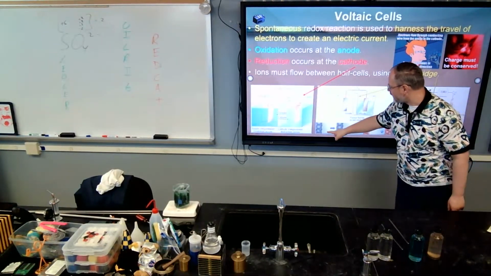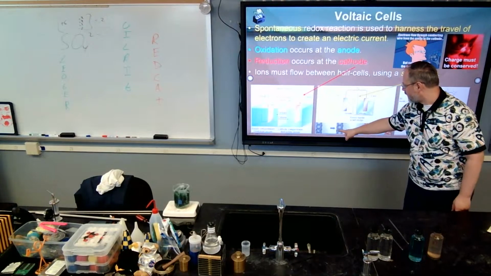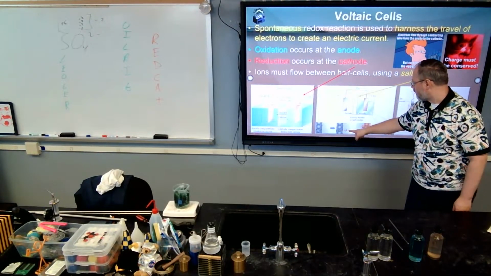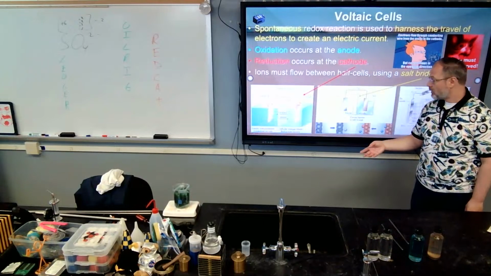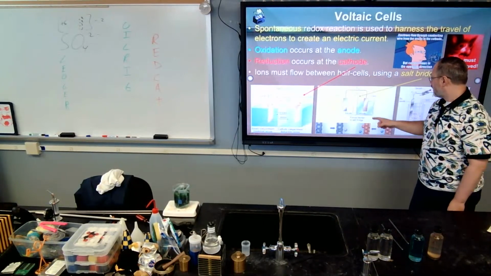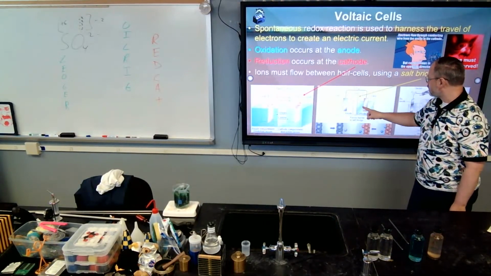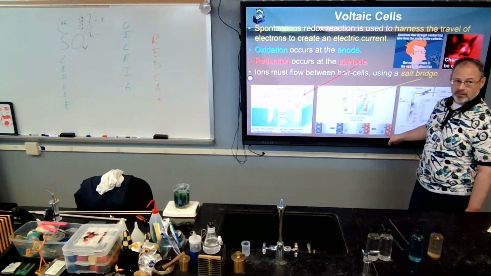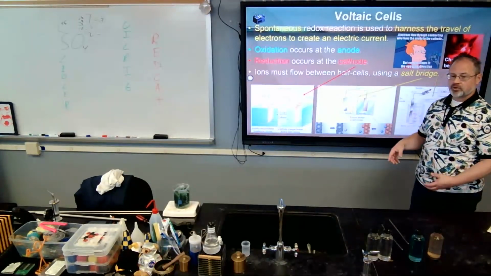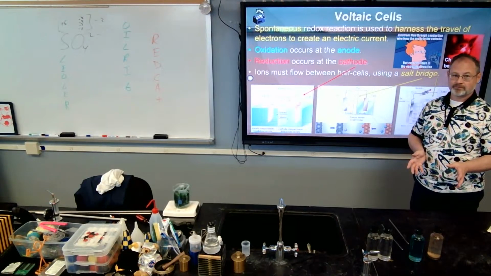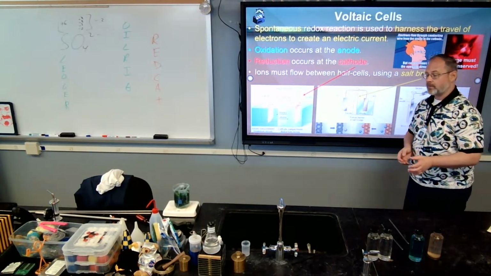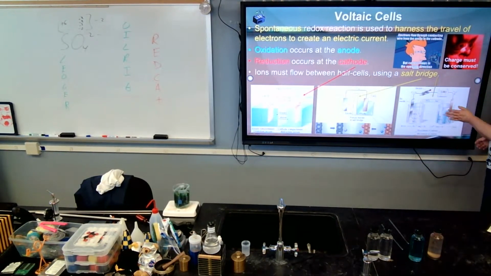But as the zinc gains electrons, the zinc atoms become ions, and the zinc electrode dissolves. At the same time, the copper ions in solution become copper metal, and the copper electrode swells up. And that will keep happening. Okay. Now we've graduated to this diagram.